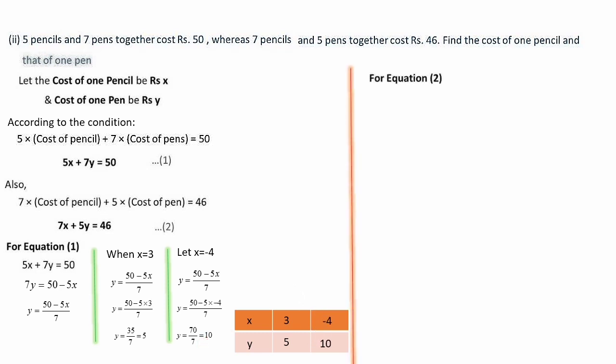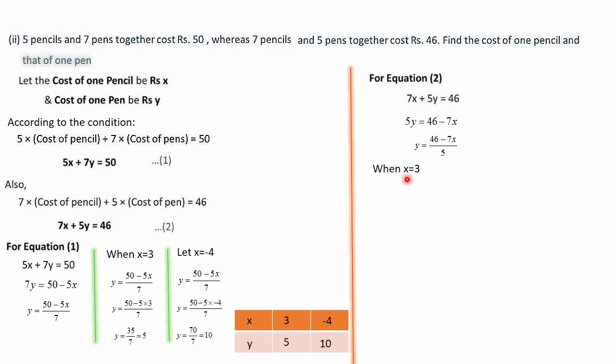Then we will go for finding the second equation's values. For equation number 2, this is equation 7x plus 5y is equal to 46. From here again I am going for y. 5y is equal to, this 7x will come to the right side as minus 7x. y is equal to 46 minus 7x divided by 5. Here also the denominator is 5. So the numerator should come as multiples of 5 when you put values of x.